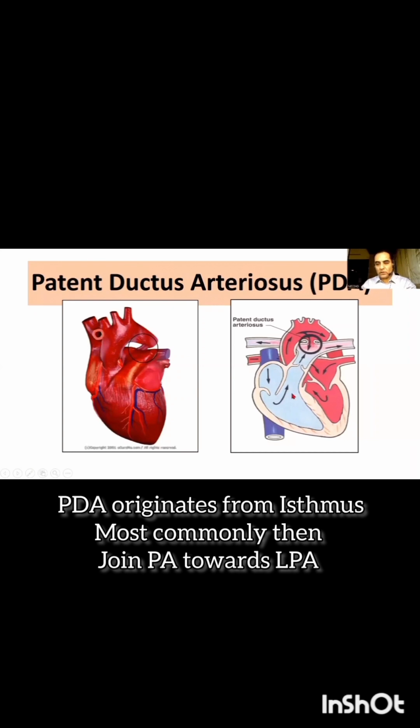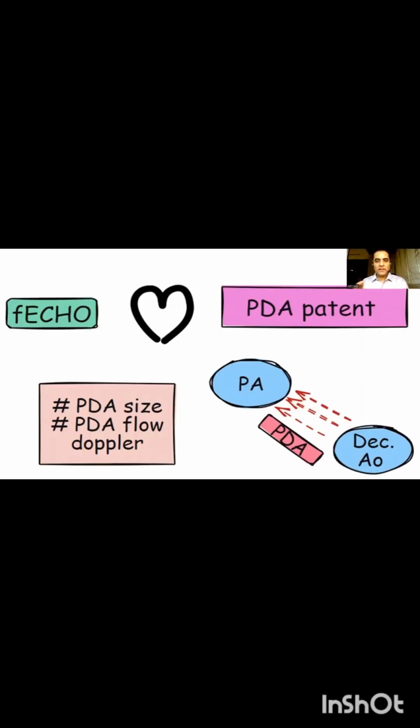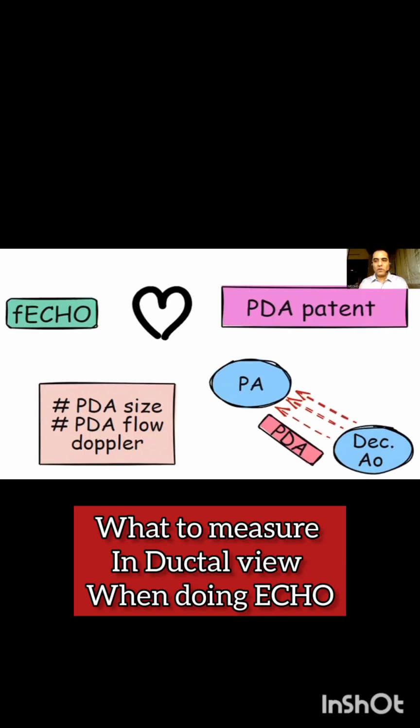So it is very important to know this, because then it will be easier to understand that if the blood is flowing left to right, from where the blood is flowing to which part of the heart and how it will affect. As you can see in this animation, the PDA, if it is there, is a joint between the descending aorta and the pulmonary artery, and if the blood is flowing from the descending aorta to the pulmonary artery, it will be left to right.